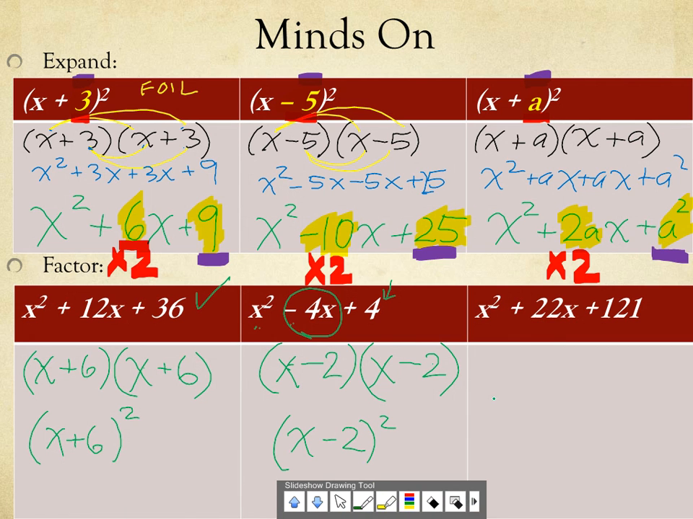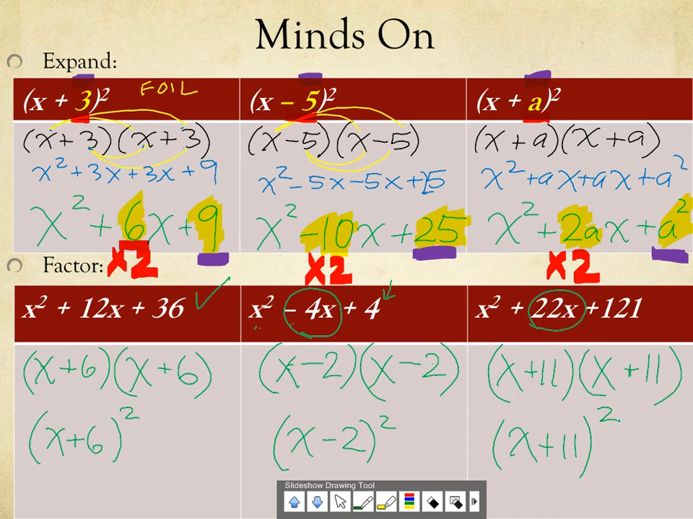Okay, and then the last one, hopefully you're seeing the pattern here. x and x, two numbers that multiply to give you 121. I can think right off the top of my head, 11 times 11. 11 and 11 also add up to give me 22x. So that would be it. So I can rewrite those identical brackets being multiplied as (x + 11)².